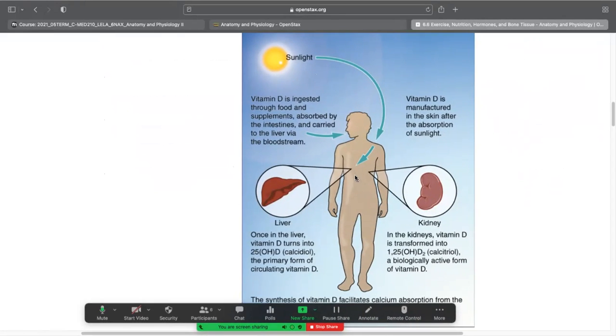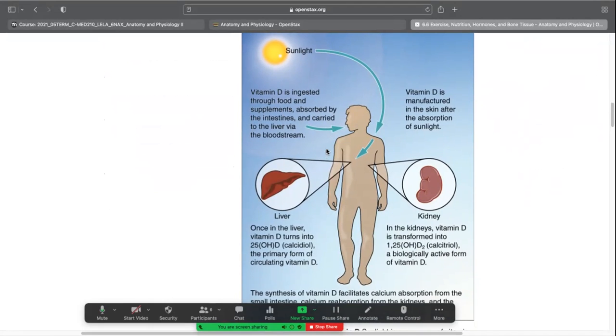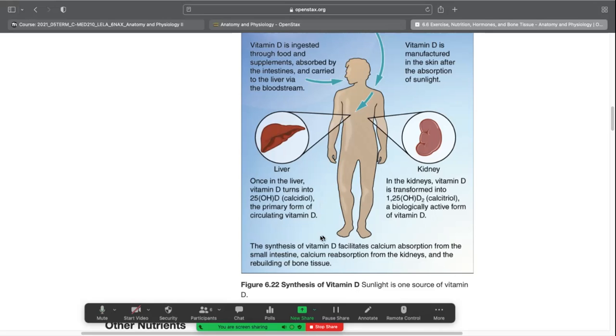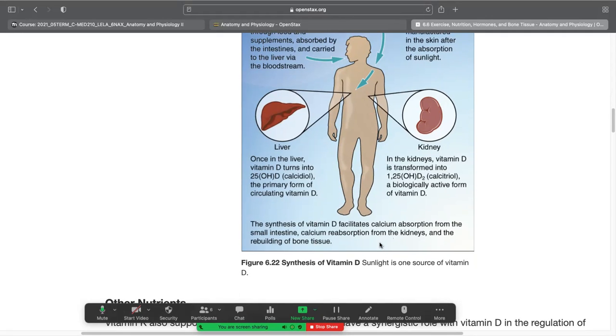Sunlight hits your skin, right? Of course, too little sunlight is not a good thing. You'll get vitamin D deficiency. You're going to have skin problems, and you're also going to have bone problems. So you get vitamin D from sunlight and also, of course, from your diet. And your bone synthesizes vitamin D, which facilitates calcium absorption.